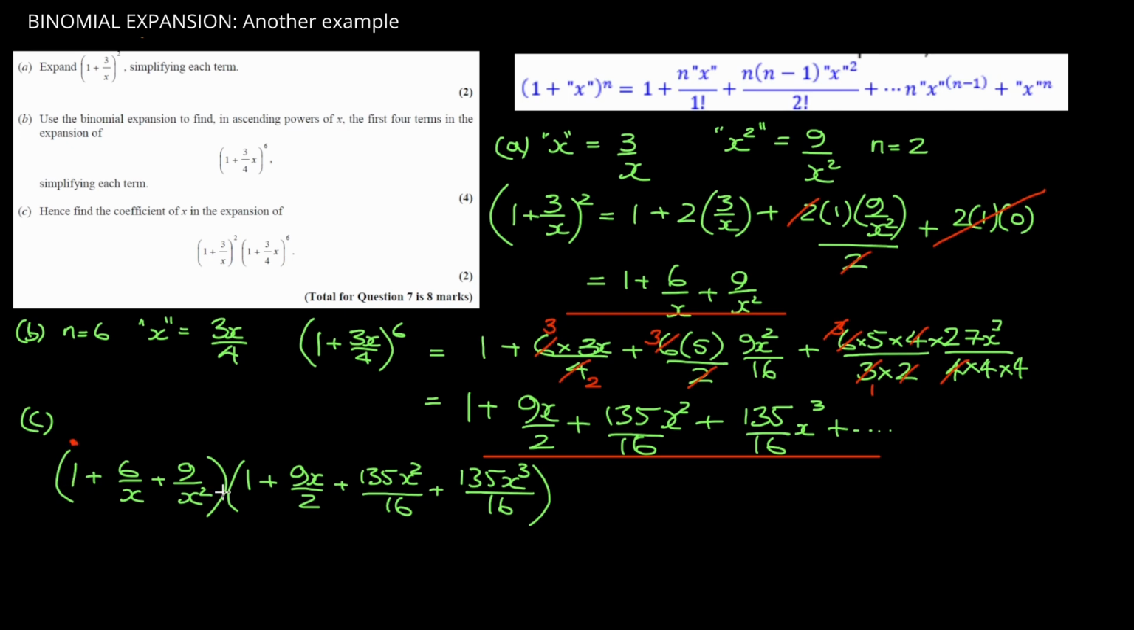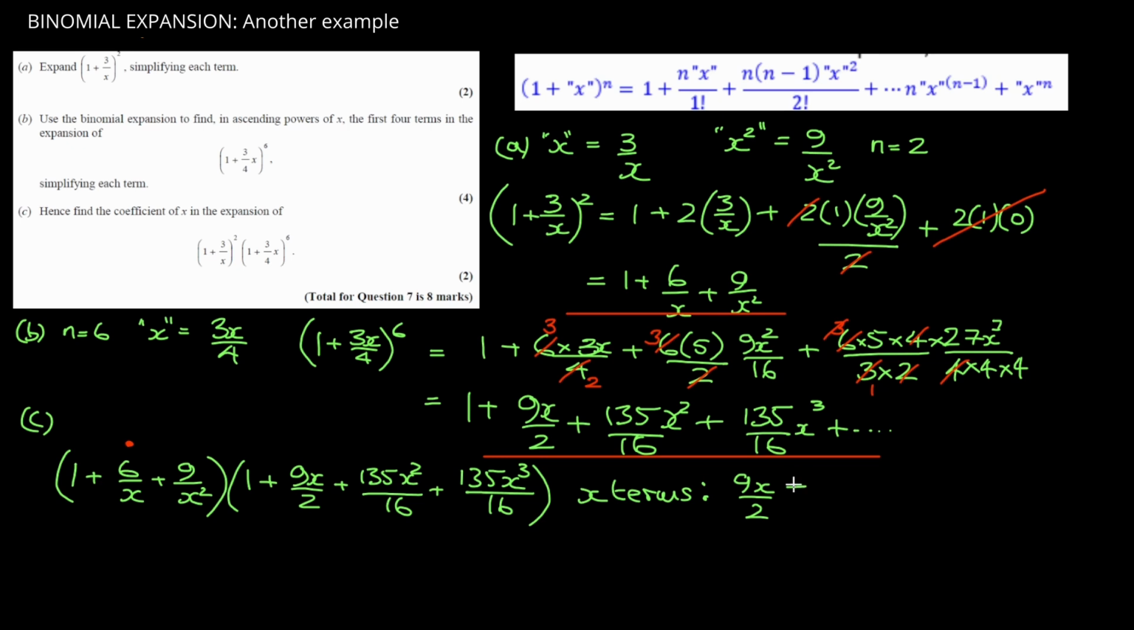Okay, let's start with 1. And I'm going to multiply 1 by all of these terms. 1 times 1, no, that's not an x term. 1 times 9x over 2, yes, that is an x term. So I'm going to say x terms. So 1 times 9x over 2 is 9x over 2. Going on, 1 times that, no, that's x squared, no, that's x cubed. Right, moving on. So multiplying it by 6 over x, yes, the x's cancel. This does give an x term.